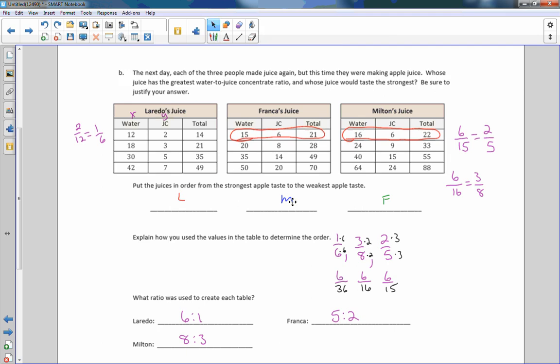So now I'm going to move this to here. So now I know Milton is there. And then I'm just going to move this here for now. And then I look here, and 16 is the next one. 6/16 was this one. And then 6/36 was the weakest. So the weakest was Laredo. So Laredo has to come over here, and Franca's is here.